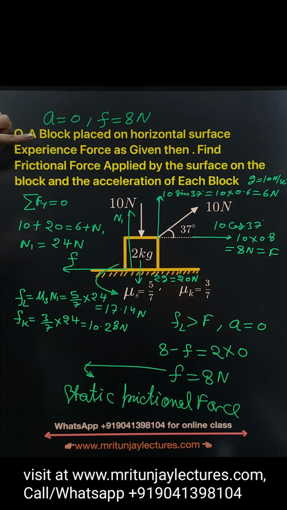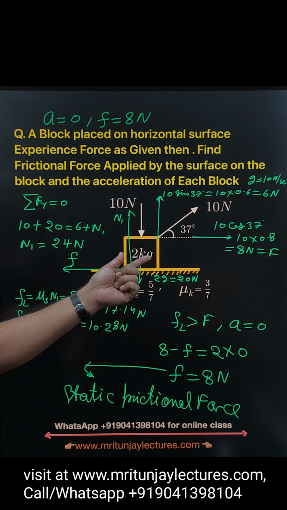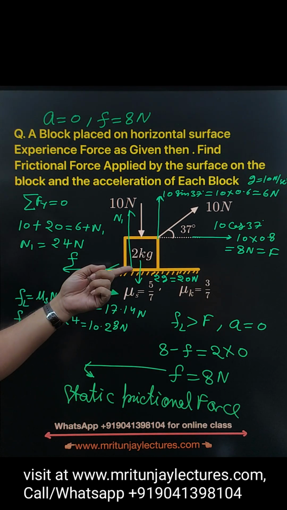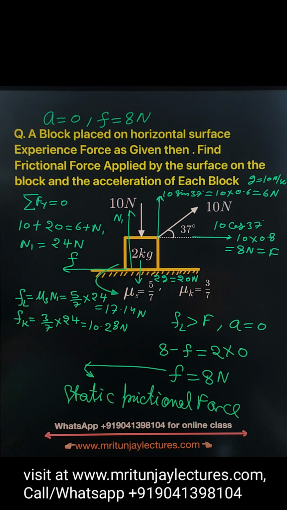Now question of the day: a block placed on a horizontal surface experiences a force as given. Then find the frictional force applied by the surface on the block and the acceleration of the block. So what is our motto? Our motto is to determine the acceleration of the block and the frictional force applied by the surface on the block. So how can we determine it?